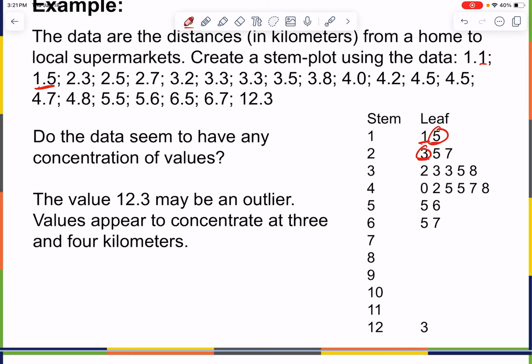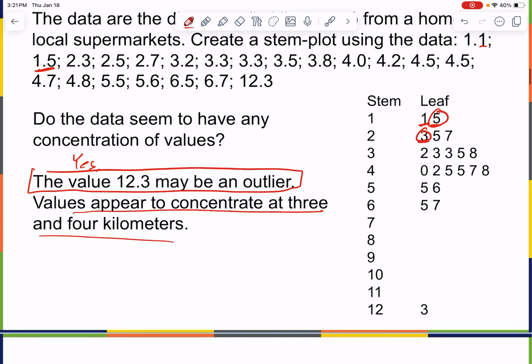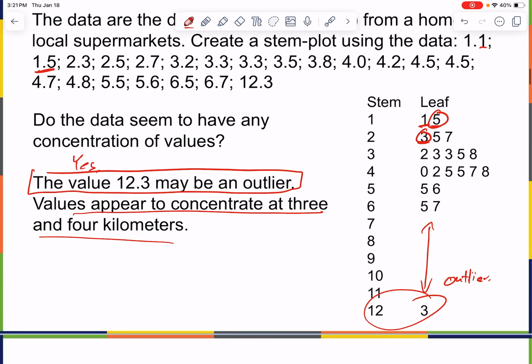Do the data seem to have any concentration of values? And the answer is yes. The values appear to be concentrated at 3 and 4 kilometers. And there is something, there's 12.3. Notice there's a big gap here, and this one's all by itself, that 12.3. That's what we call an outlier. Okay, great.